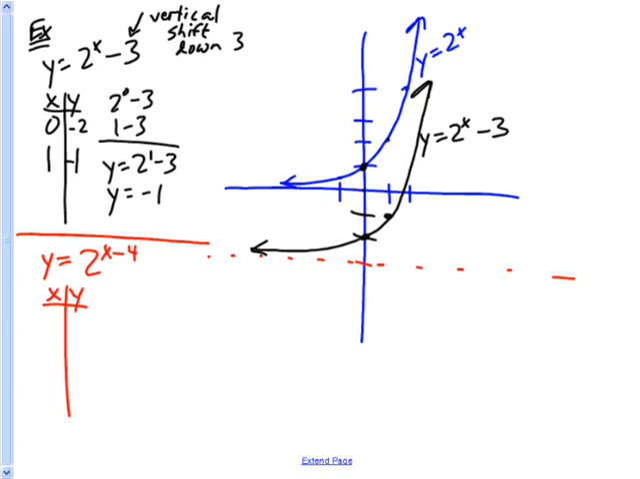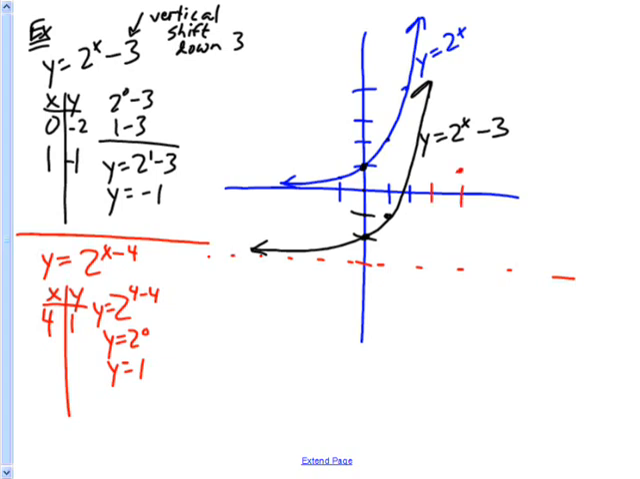Well, let's plug some more points in. What would I have to plug in to make the entire exponent, x minus 4, equal 0? Well, I've got to plug in 4, don't I? So why don't we start there? 2 to the 4 minus 4, y equals 2 to the 0, which is 1. So when I plug 4 in, I get 1. That's the point 4 comma 1.